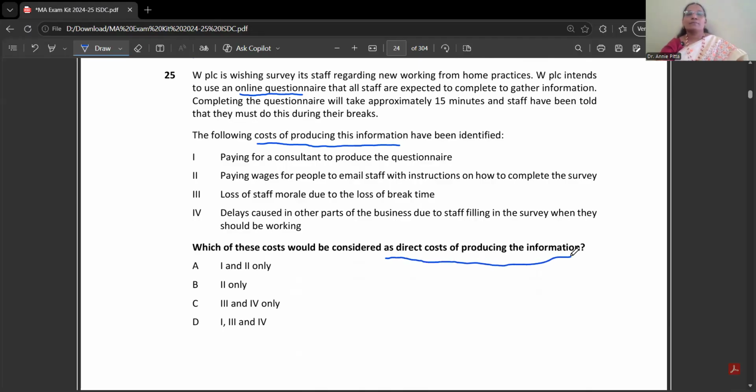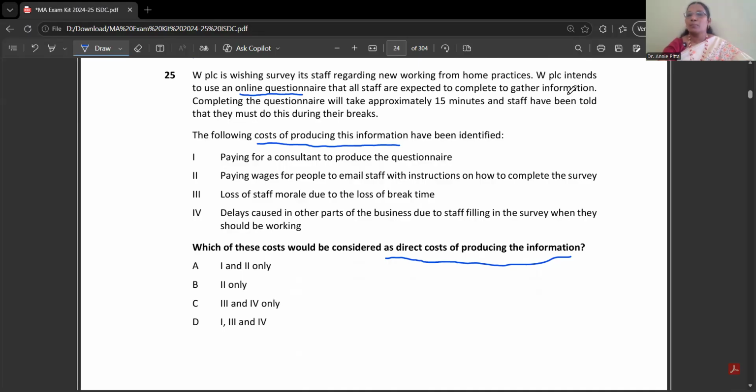Let's understand this one. A direct cost is a cost which is identified with a cost object. What is the cost object? The act of collecting information, the cost of producing this information. What is the mode through which they are collecting? They are collecting data through an online questionnaire. So an online questionnaire is used to collect the data.